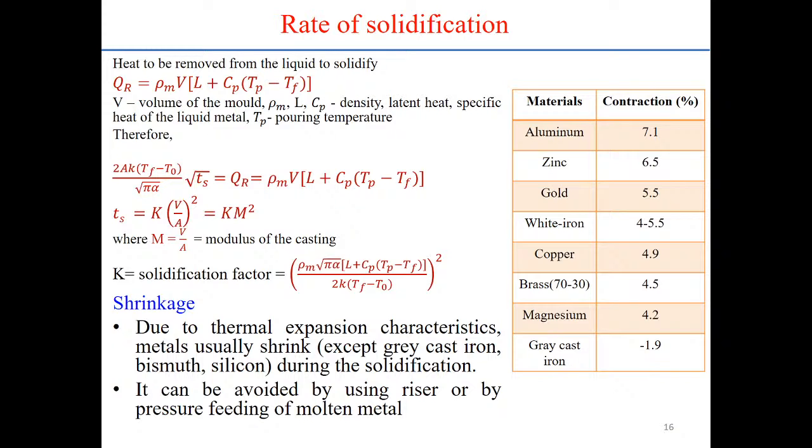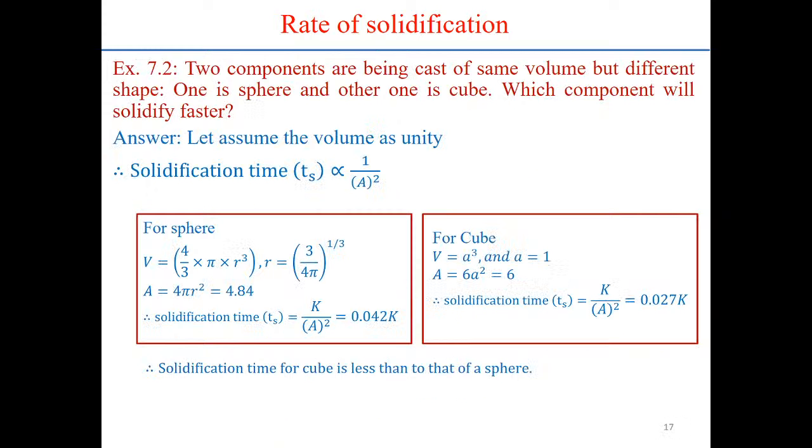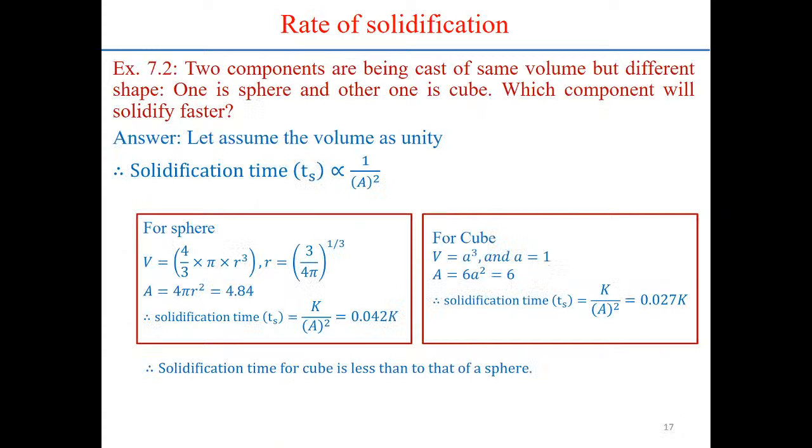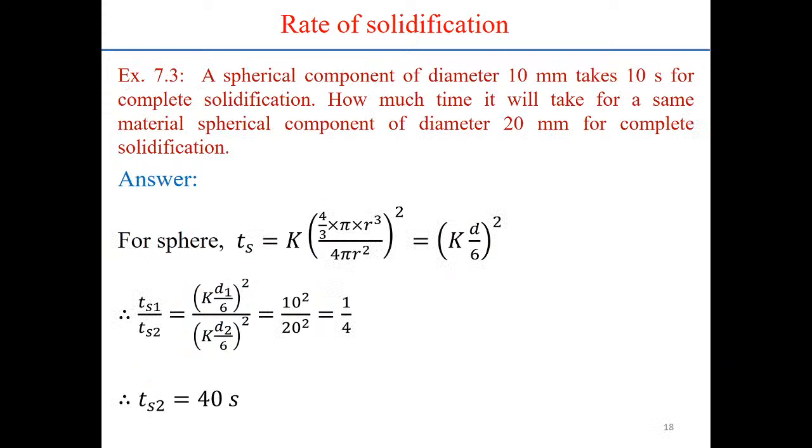In this case the solidification factor depends on all the material properties of the mold material as well as the cast material. From that we can estimate the solidification factor and then the solidification time. But this formula is mainly applicable in the sand casting process, when you are making very large castings. Here we have shown the two components, and we have already explained the rate of solidification. It is just a simple application of this formula, nothing else.